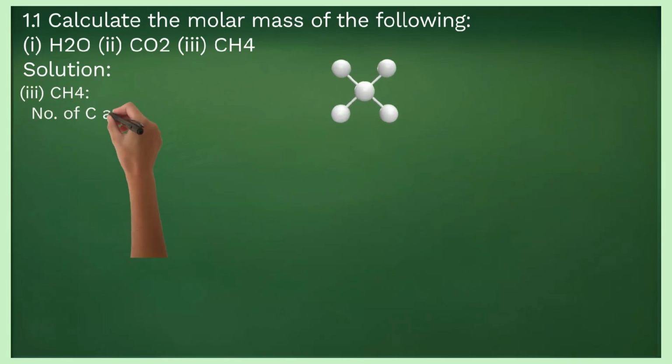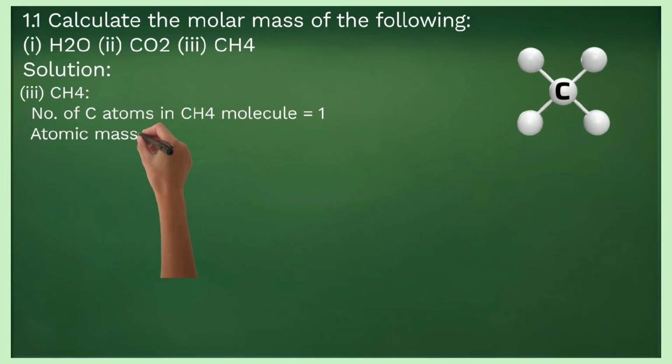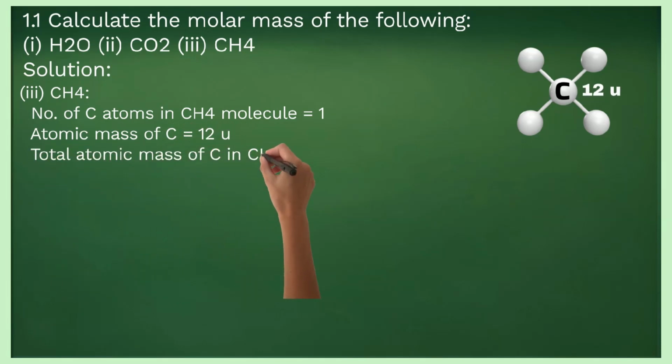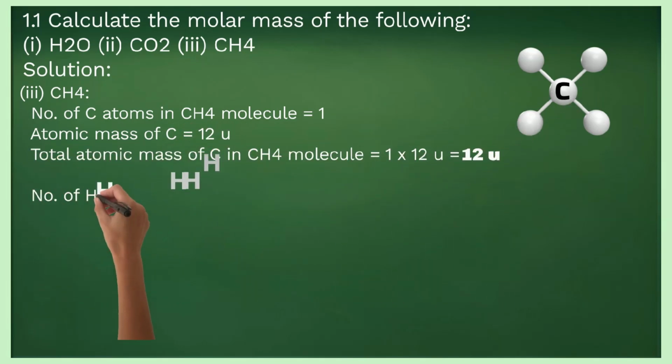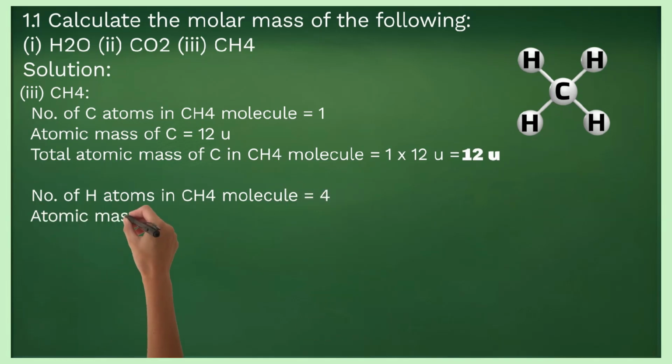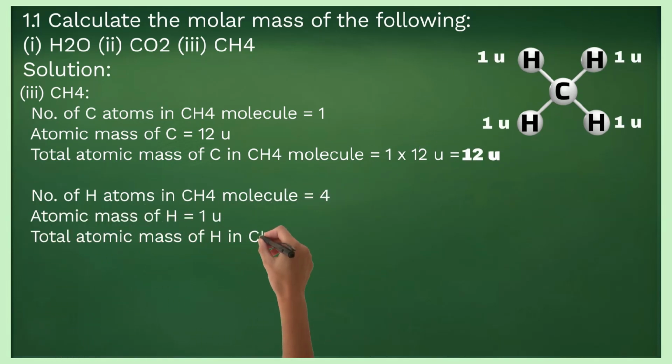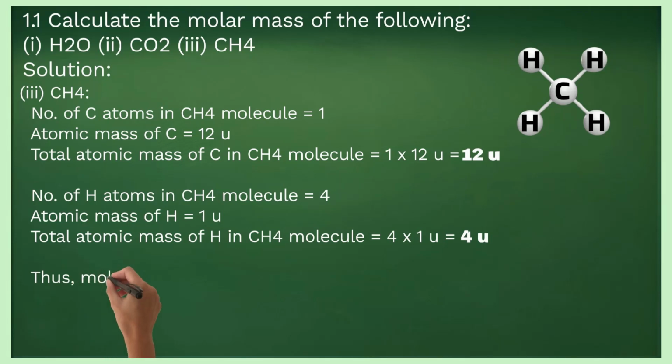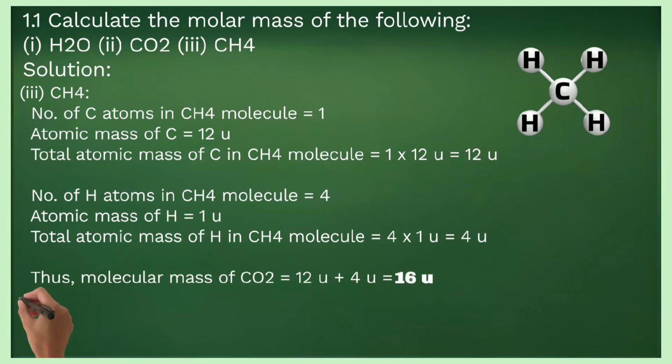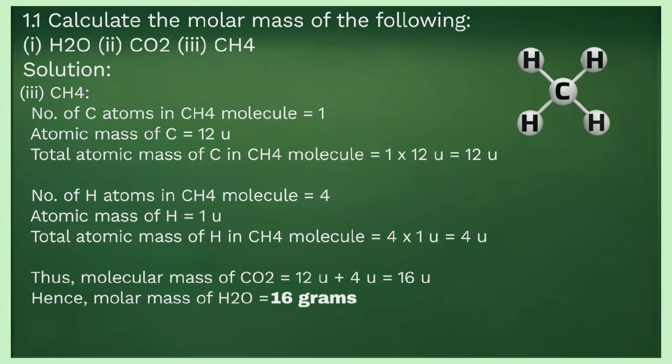In case of CH4, there is 1 carbon atom which has an atomic mass of 12 U, while the 4 hydrogen atoms have combined mass of multiplication of 1 U with 4, that is 4 U. Adding the 2 masses, we get a molecular mass of 12 U plus 4 U, equal to 16 U in CH4. Thus, molar mass of CH4 becomes 16 grams.